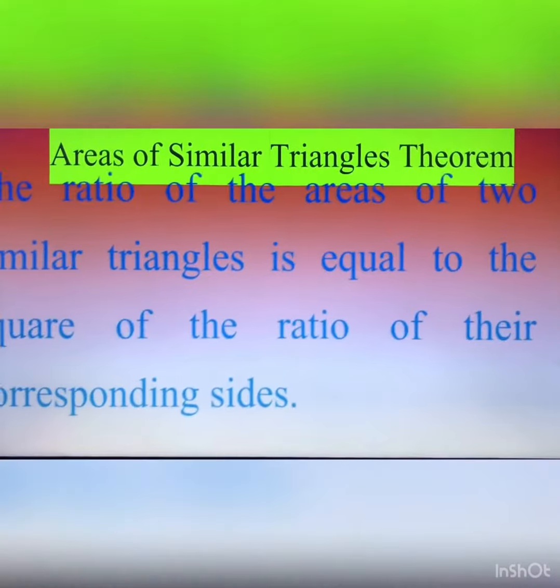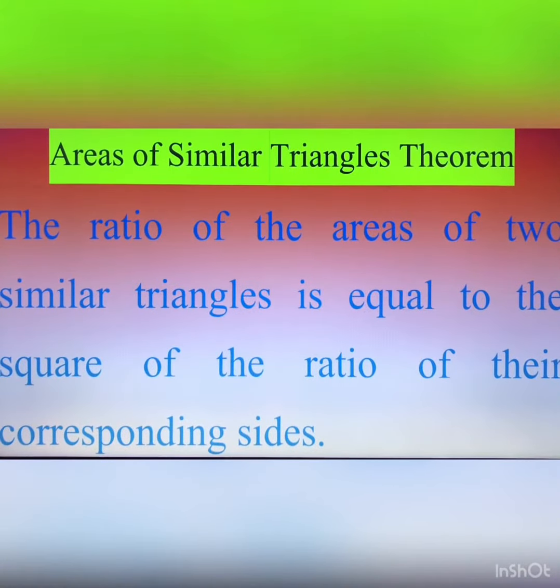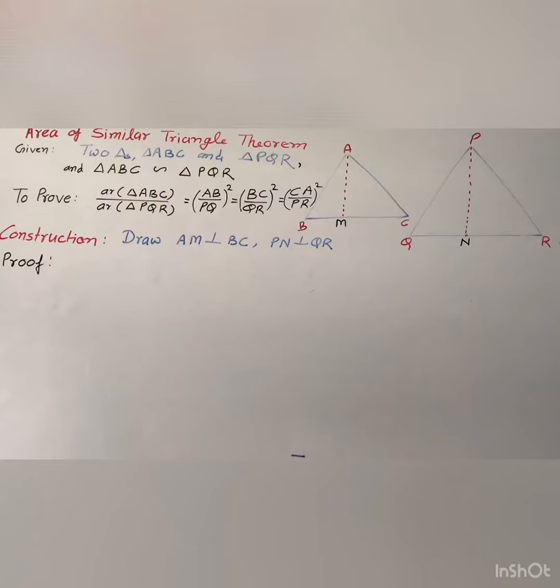Area of Similar Triangles Theorem. So what is the theorem? The ratio of the areas of two similar triangles is equal to the square of the ratio of their corresponding sides. According to the statement, two triangles are given and they are similar. Then prove that the ratio of their areas is equal to the square of the ratio of their corresponding sides. So let us enjoy the proof of this theorem, and this is the most important theorem.